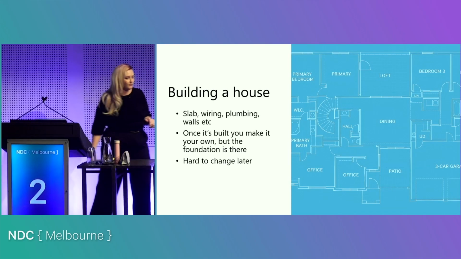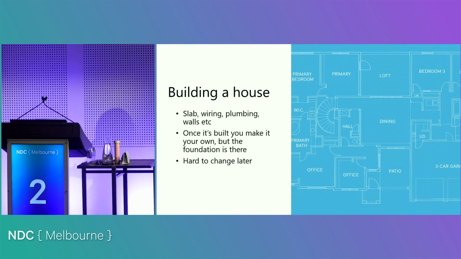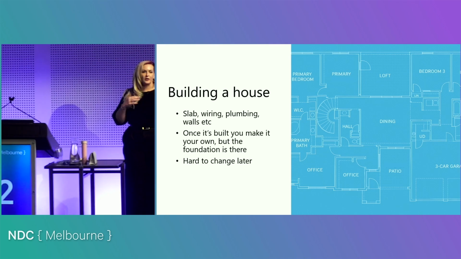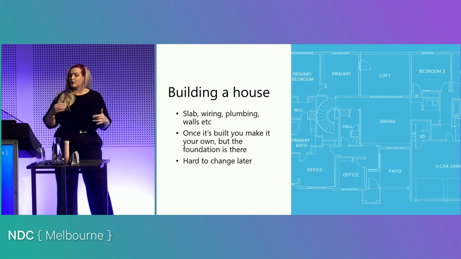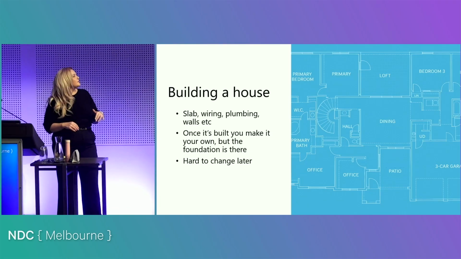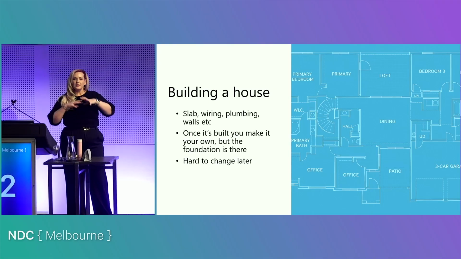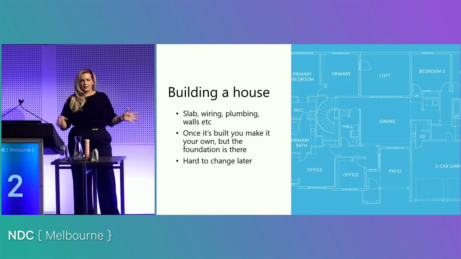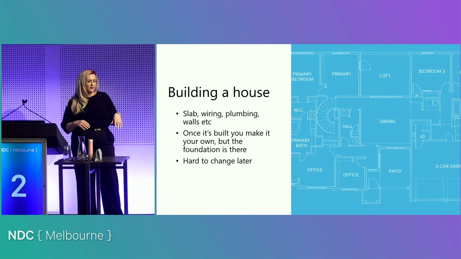So when you build a house, there's a bunch of stuff you have to consider. You've got the slab, you've got the wiring, you've got the pitch of the roof, what kind of windows we're going to put in there, what shape of windows. And then you build the foundation of the house. So you've got the walls and everything built in, the electronics all in there. And then you make it your own. So then you might paint it or put curtains or furniture or whatever else you want to do. Like you make it yours once the foundation's there.